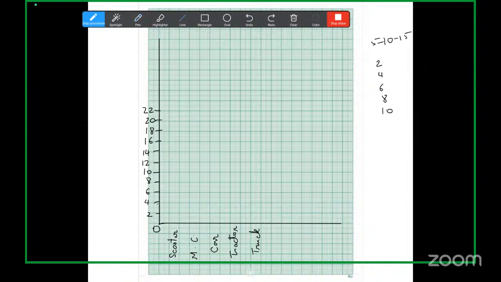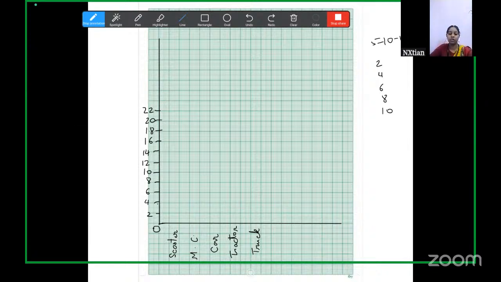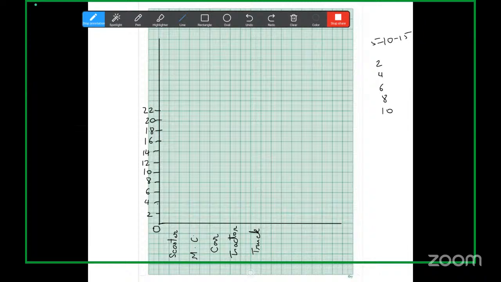Now we have first scooter. It says 15. Now, Ma'am, could you repeat what number of scooter? I didn't get it. Yes, 2, 4, 6, 8, 10, 12, 14, 16, 18, 20, and 22. This is the range that we took here. Now scooter, it says 15. Ma'am, could we take a minute? I'm not done copying. Okay, do it till here, and then we will move forward.